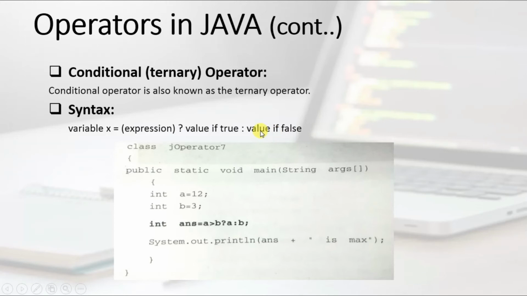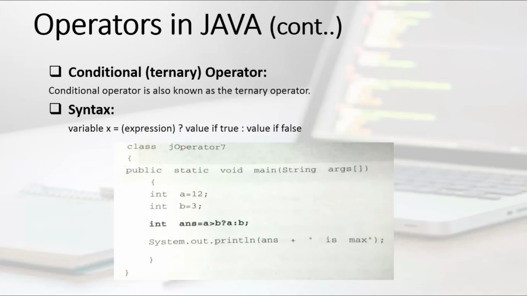Now understand this with the help of an example. So in this example I have taken two variables, integer a is equal to 12 and b is equal to 3. Now I have defined another variable as ans, which is going to store the result of the conditional operator, like condition, question mark, the first statement if the condition is true, and colon, the second statement if the condition is false.